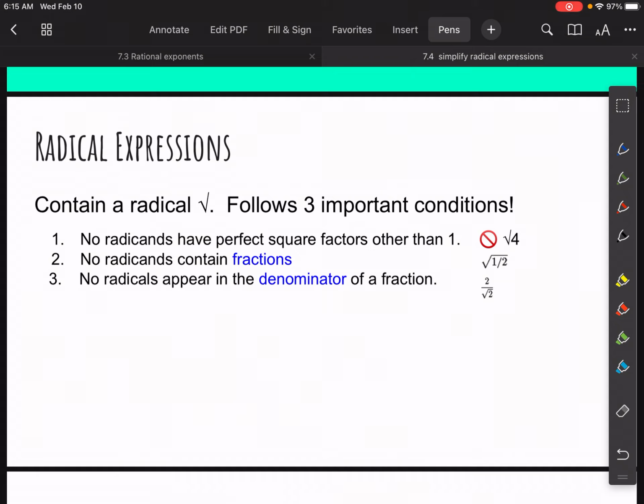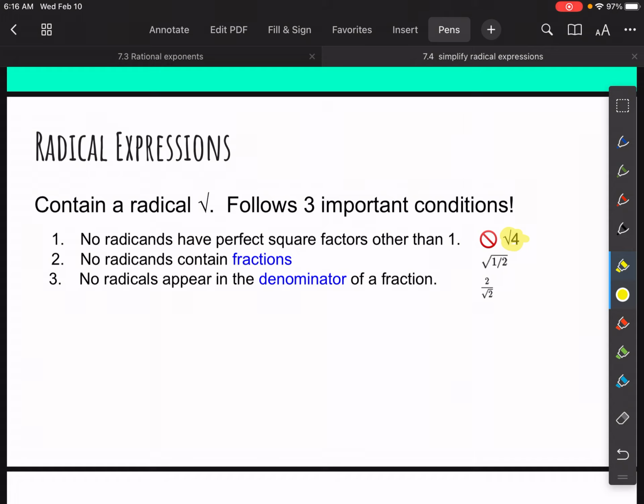This is probably one of the most important slides because this is what we're going to be dealing with for the full lesson. When we are dealing with radicals, we're going to be asked to simplify them. In order to simplify them, three important conditions must exist. Number one, we can have no radicands, that's the thing that's inside the radical. In the example to the right, it's the square root of 4. 4 would be the example of the radicand. So we can have no radicands that have perfect square factors other than 1.